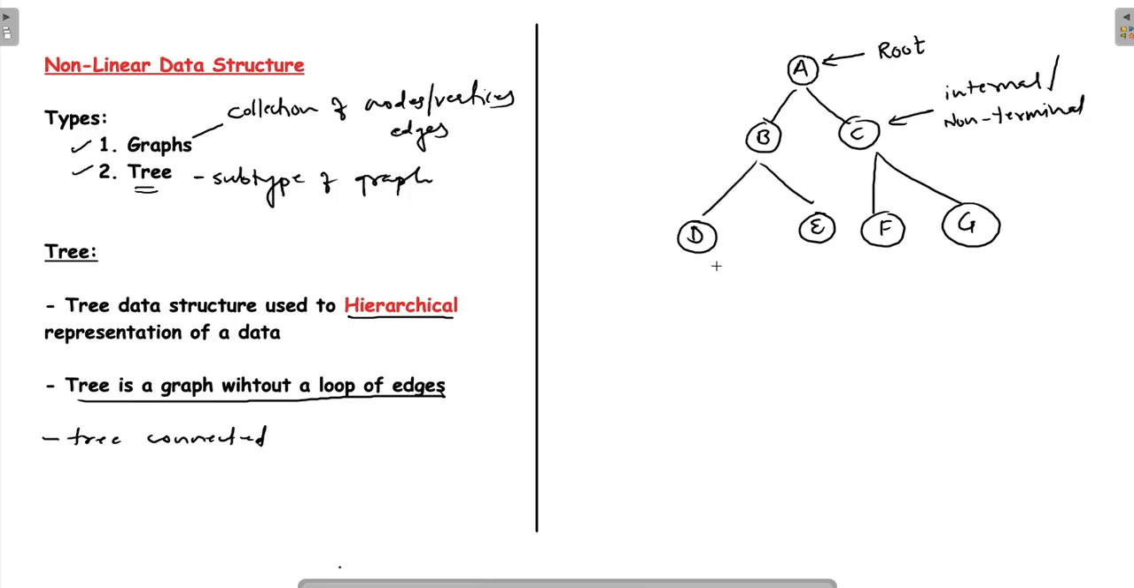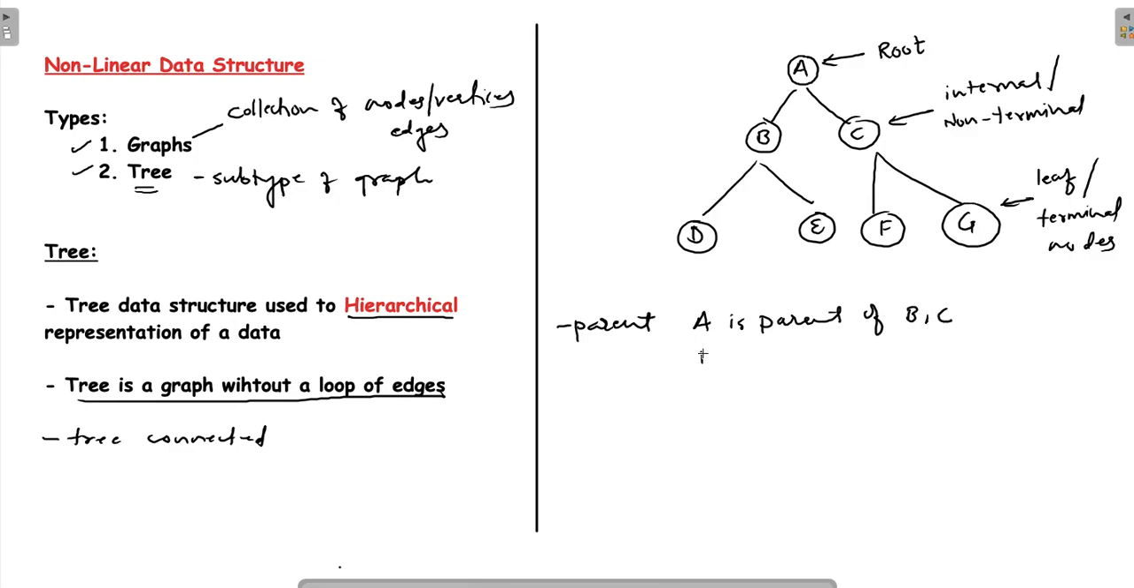And the nodes which are at the bottom of the tree are called leaf or terminal nodes, which represent the end of your tree. Then there are a few more terminologies, like parent. You can say that A is a parent of B and C nodes. B is a parent of D and E. C is a parent of F and G.